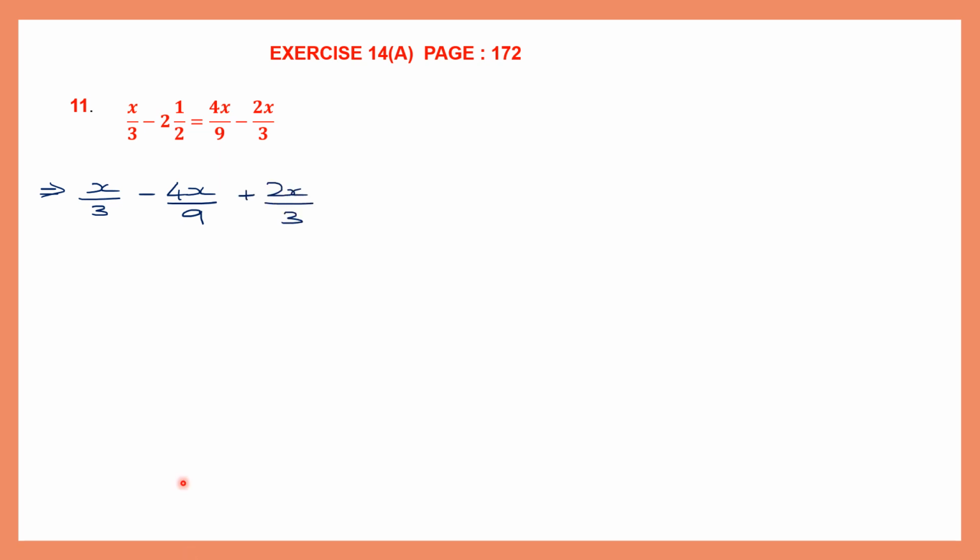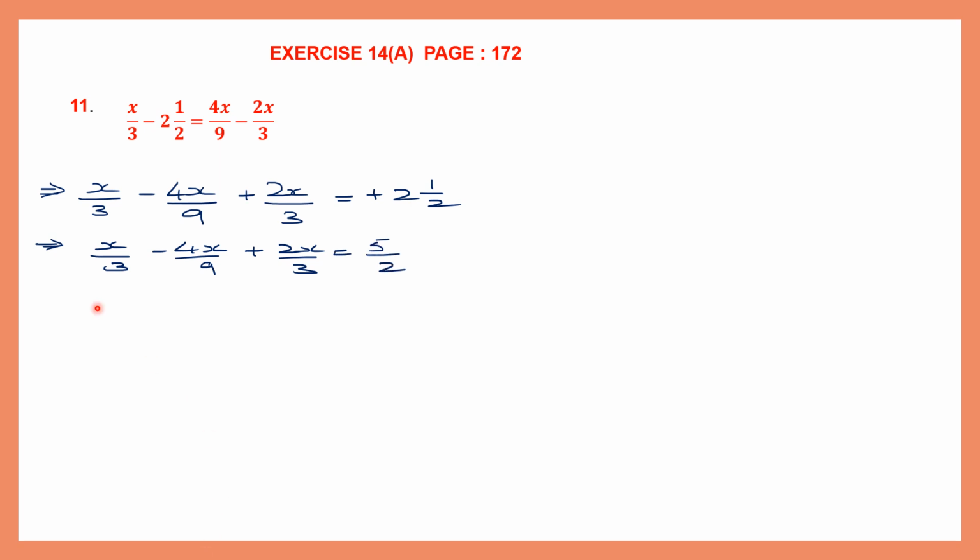And then here we have minus 2 1 by 2, which we can take to the other side. That will become plus 2 1 by 2. So plus 2 1 by 2. So this is now equal to x by 3 minus 4x by 9 plus 2x by 3 is equal to, now 2 2s are 4, 4 plus 1 is 5, 5 by 2.